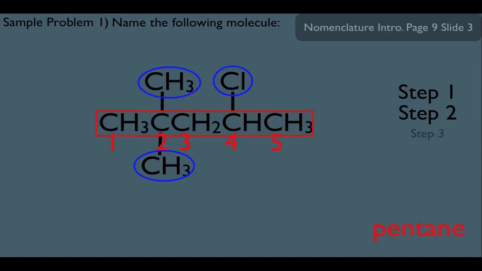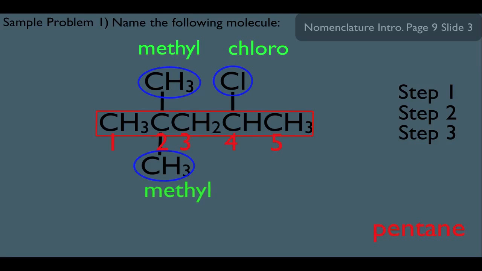Which brings us to step 3 here. Let's label our substituents. Notice we got a methyl, we got the chloro, we got the methyl down here. We're now ready for step 4. Let's place this all together.